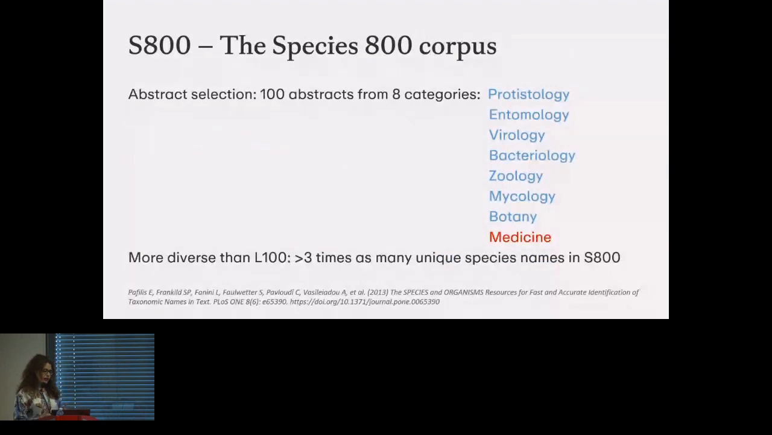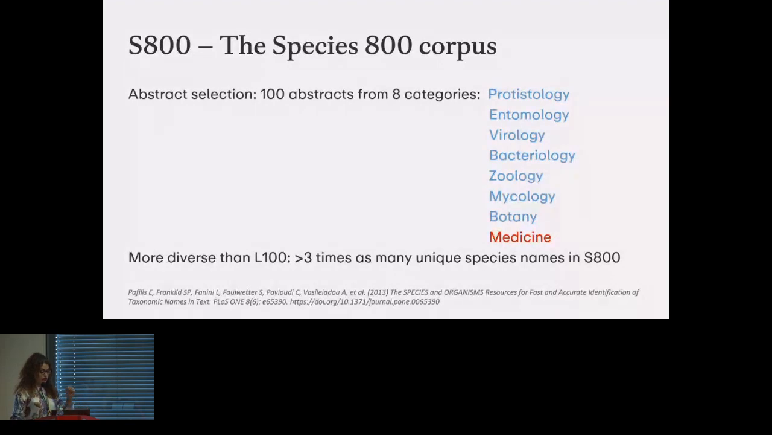In order to address this issue, a few years ago, Lars and other people in the group back then introduced the S800 corpus, which was, again, together with another tagger, the species tagger, and it's actually the same tagger that Ismail talked about that we use to tag everything right now. For that one, there was a different process in abstract selection. There were 100 abstracts from 8 different categories of text. Then these correspond to different categories of journals.